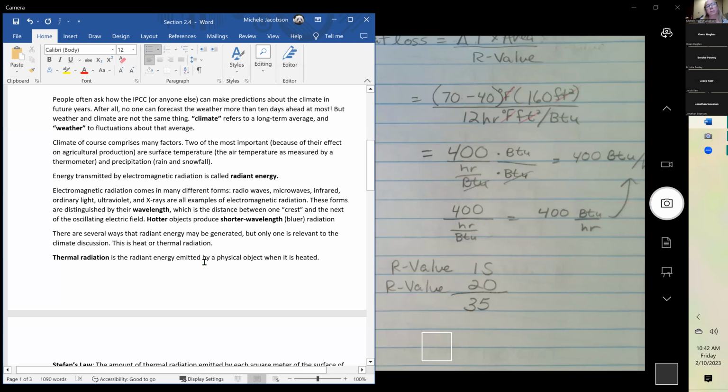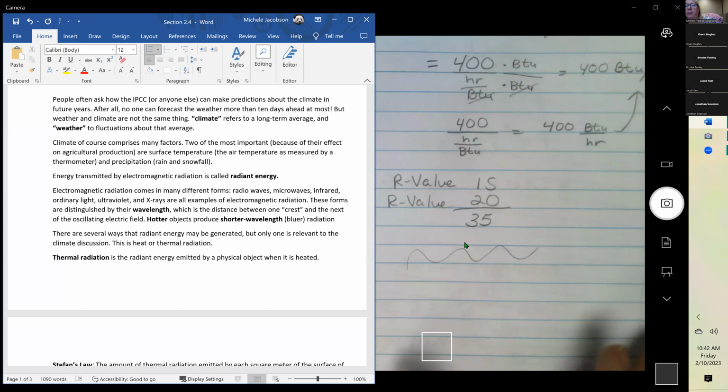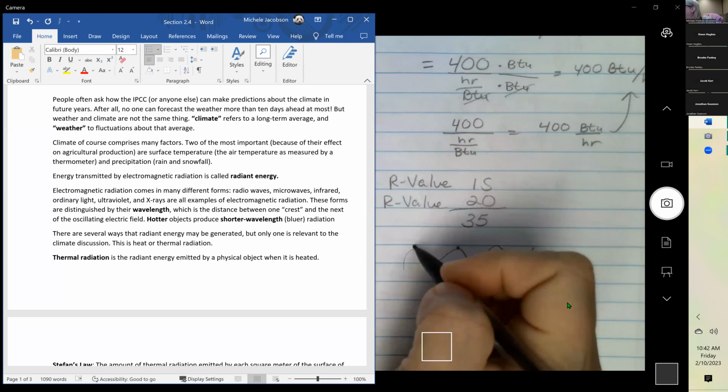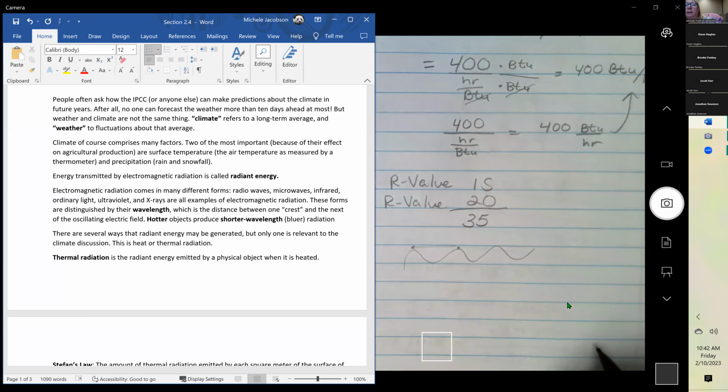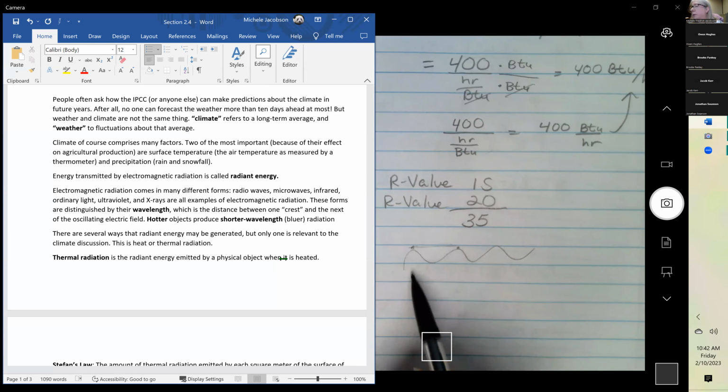Important part, a wavelength just goes like this. And what they do to measure a wavelength is they go from the tops, the crest, and they measure the distances. The hotter objects have shorter wavelengths and they're bluer in color. The cooler ones have longer wavelengths. But a wavelength is measured by its peaks and not how high it goes.